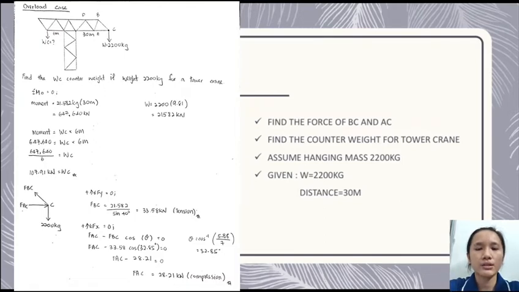For this tower crane question, we find the force of BC and AC. Assume hanging mass is exactly 2,200 kg. For point C, we calculate the weight of 2,200 kg with 9.81, and we get 21.58 kN. From the sum of forces in Y equal 0, we find the force BC using 21.58 kN divided by sin 14. The answer is 33.58 kN tension. From the sum of forces in X equal 0, we find force AC minus force BC cos theta equal 0. Then inserting the answer, 33.58 cos 32.85, the final answer is force AC 38.21 kN compression.